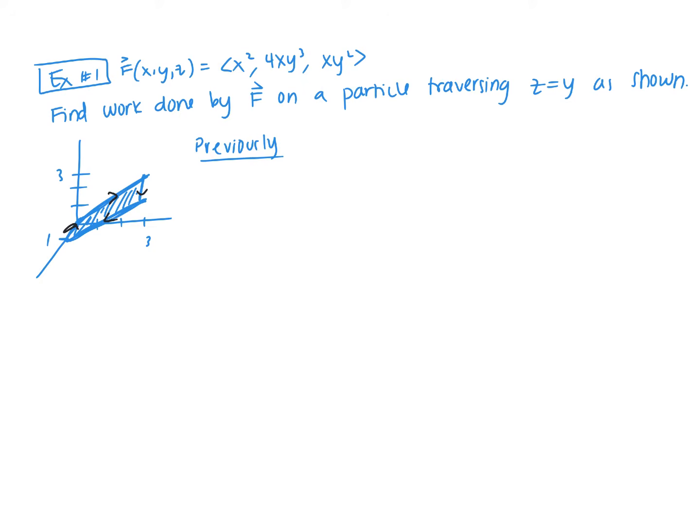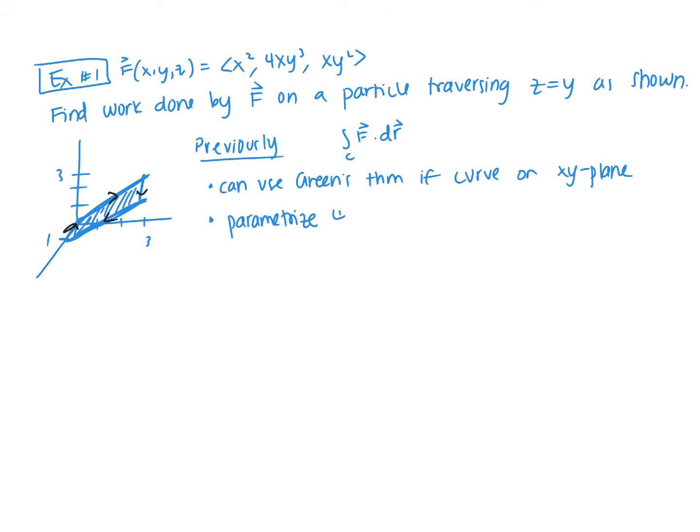So, first of all, with work, it's going to be the line integral of f dot dr. So, for any line integral, first option is you can use Green's theorem if your curve is on the xy plane. So, in our case, that doesn't apply. Our curve is not on the xy plane. So instead, what we would have had to do is parameterize all 4 lines and set up 4 separate line integrals.